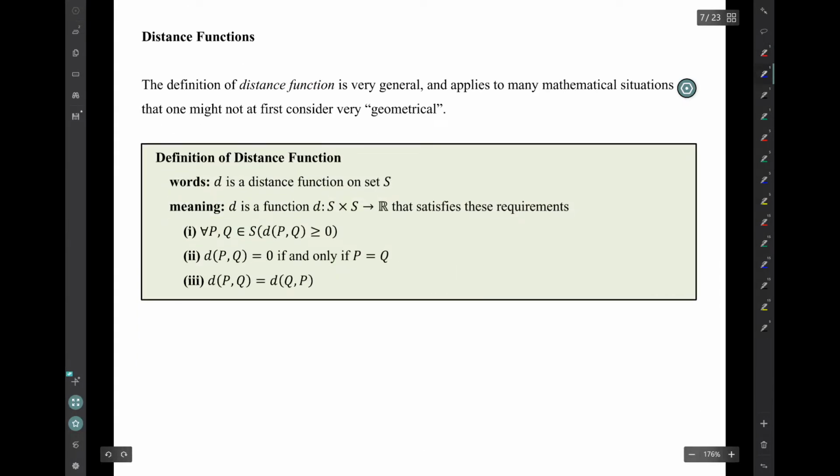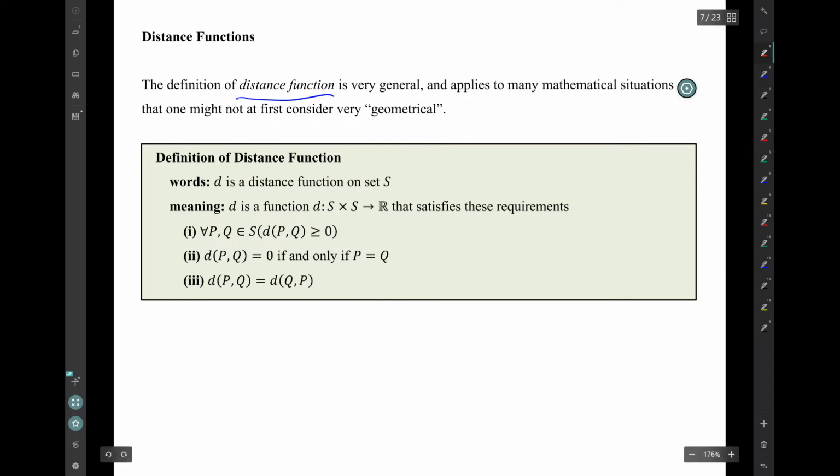Distance functions. The definition of distance function is very general and applies to many mathematical situations that one might not at first consider very geometrical. To say these words, d is a distance function on set capital S, means the following. D is a function, so I have to tell you the domain and the range. The domain is the Cartesian product, S cross S. So in other words, the input to the function d is going to be an ordered pair of elements in set S. The range is the set of real numbers. So that's the domain and range of the function.